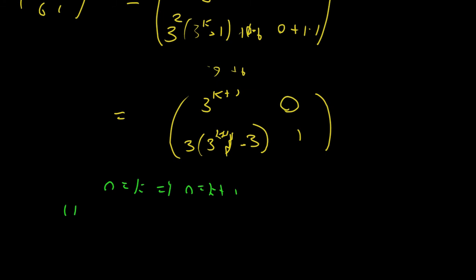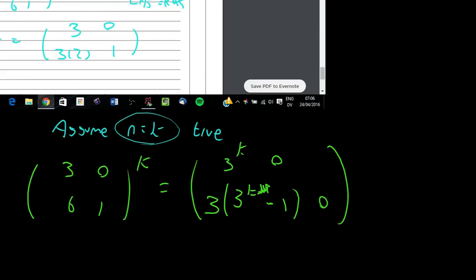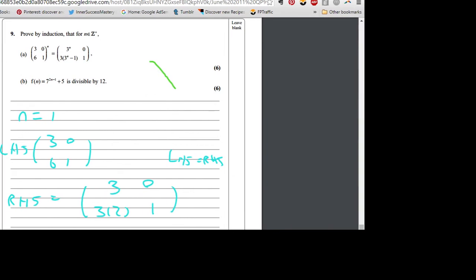Therefore, something along these lines: 1 implies 2, implies 3, implies ... Therefore, true for all n positive integers. Okay, so then we get this divisibility question. This is quite an interesting question.